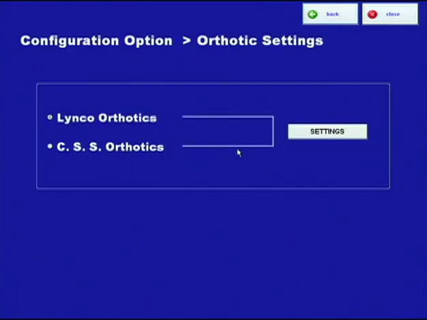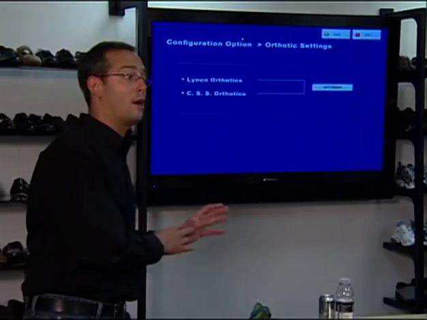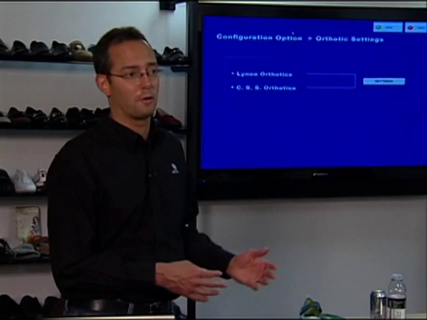Orthotic settings. Okay. So, any questions? Bruce. Larry, when you keep referring to default settings, is that the setting that it leaves T-neck after we send it out, or is it default when the store saves it anywhere along the way? Default settings is how it is when it leaves here.